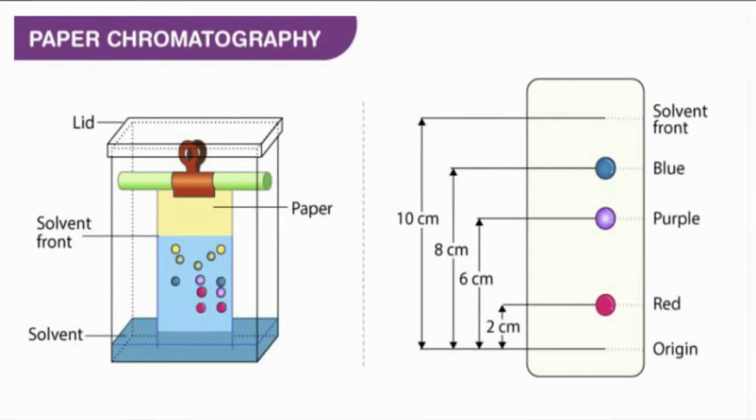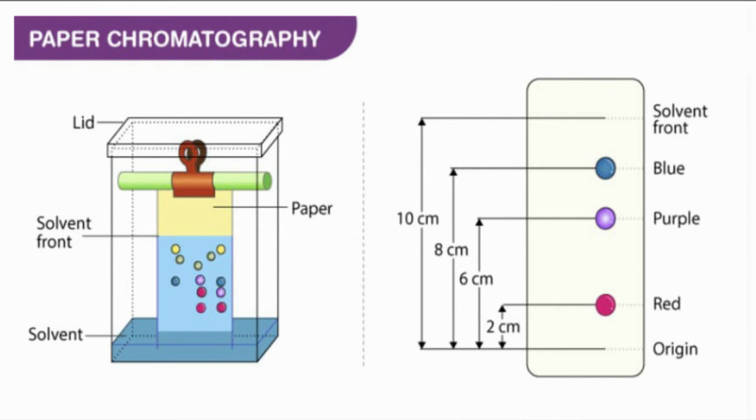Partition chromatography. In this process, a continuous differential partitioning of the components of a mixture into a stationary phase and mobile phase takes place. An example of partition chromatography can be seen in paper chromatography. In this process, chromatography paper is used as a stationary phase, which is suspended in a mixture of solvents that act as a mobile phase.